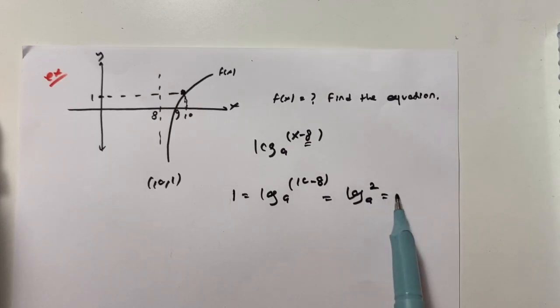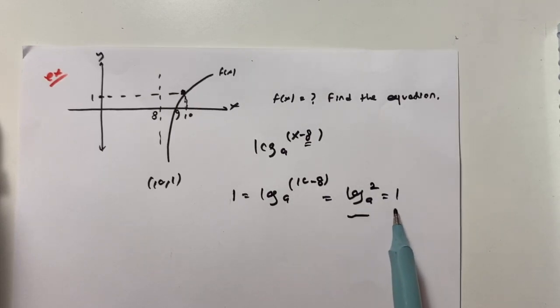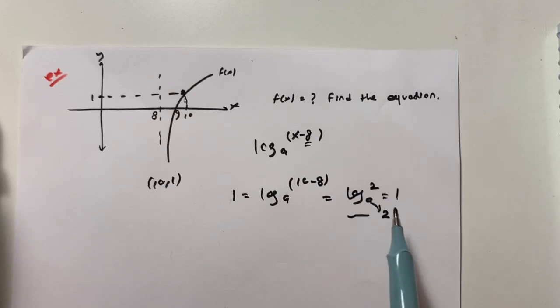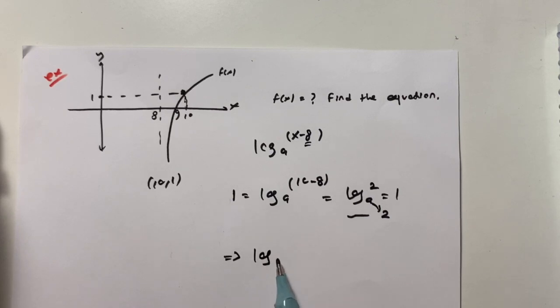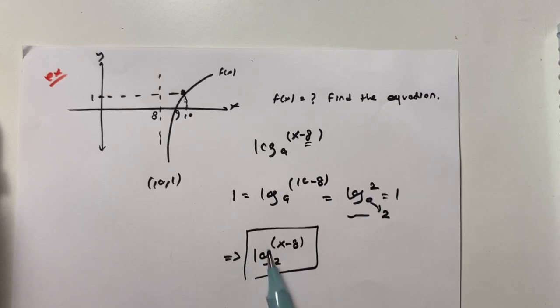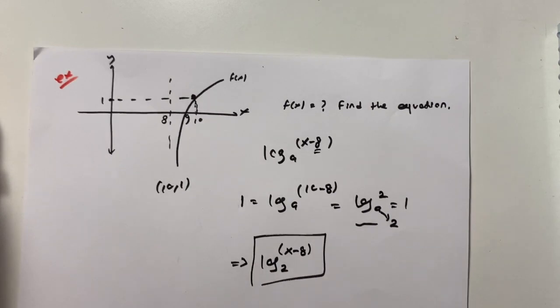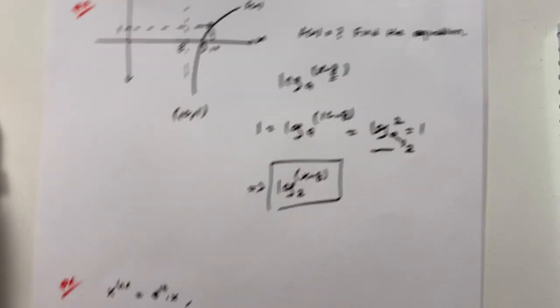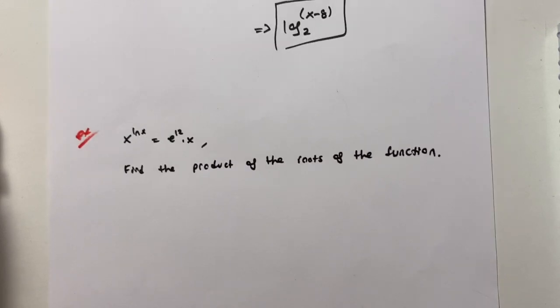As you can see, for this logarithmic function to be 1, a must be 2, which is the same as the power. So our logarithmic function is logarithm base 2 of x minus 8. So this is the function of this graph. You have to know how to analyze the graph of a logarithmic function, because this is also an important type of question. And let's move on to this question.